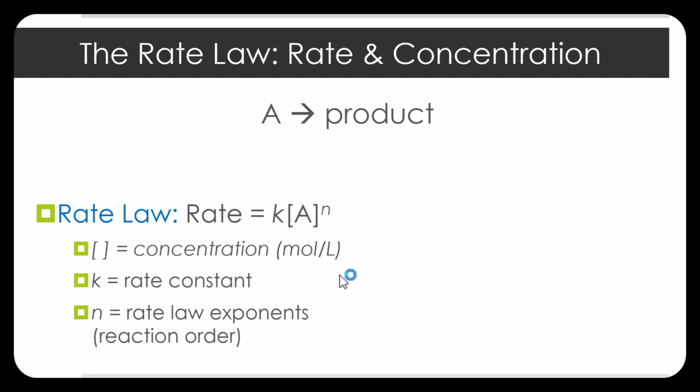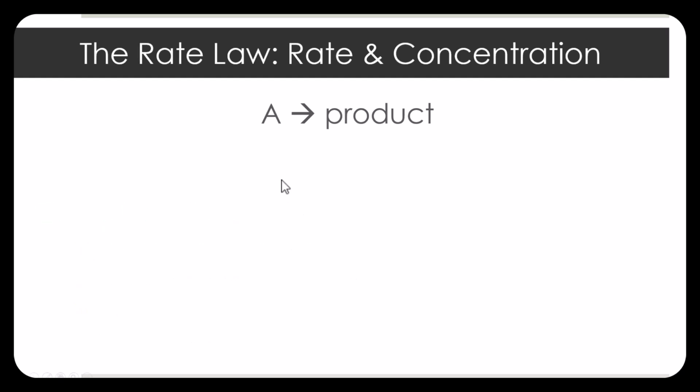So we're going to use this following formula, just your very basic A, one-sided arrow, product. What you'll find in this part of the chapter is we actually don't talk much about products, so that's why I just wrote the word product. We're going to be more focused on the reactants.